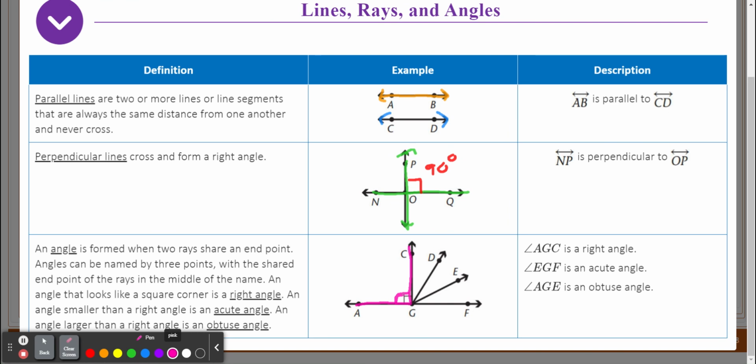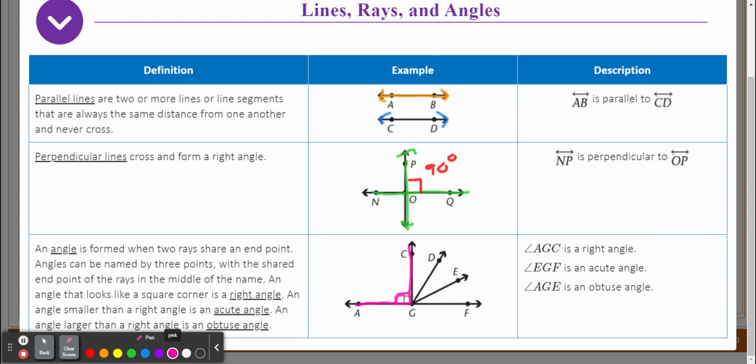Then we have different kinds of angles. An acute angle would be an angle that's less than 90 degrees. So it'd be 89, 88, 87, 86, and so on. An angle that is less than 90 degrees would be an acute angle. And an angle that's more than 90 degrees, if it's 91, 92, 93, 94, and so on, that's called an obtuse angle.